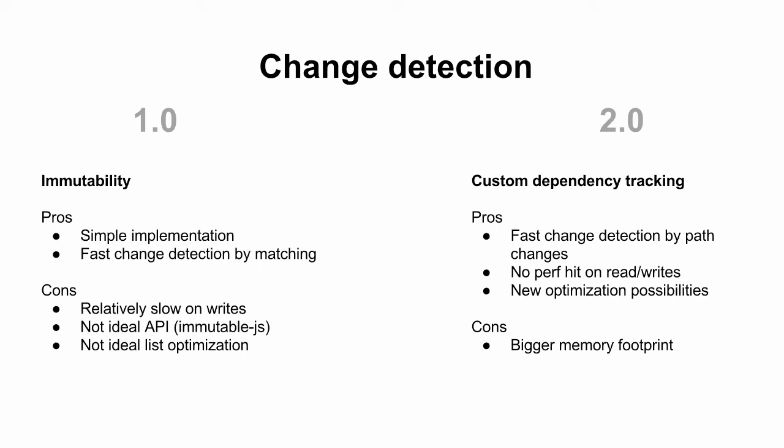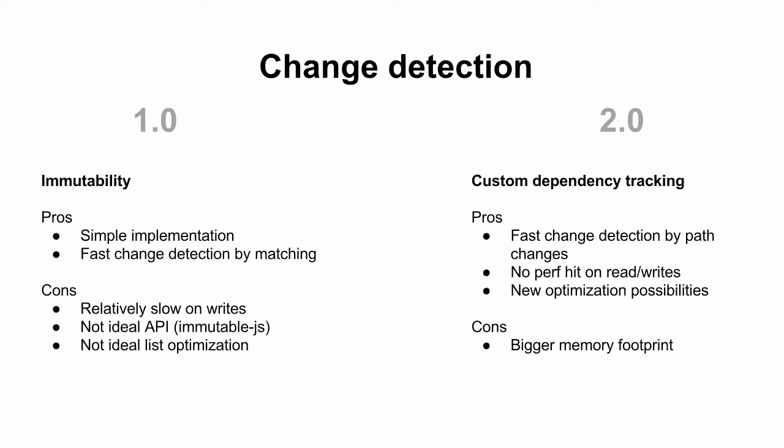And it gives us some new optimization possibilities, because we can now express that, for example, this component renders a list, and we only want to re-render this component if there is a change on the items in the list. Like if there's a new item or an item has been deleted, that is when we want to render.